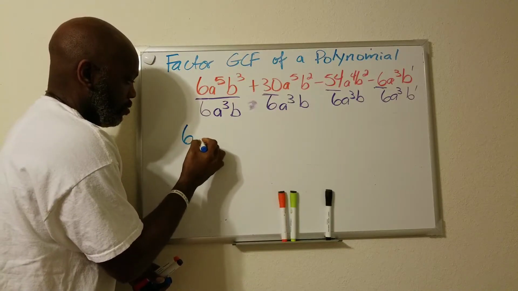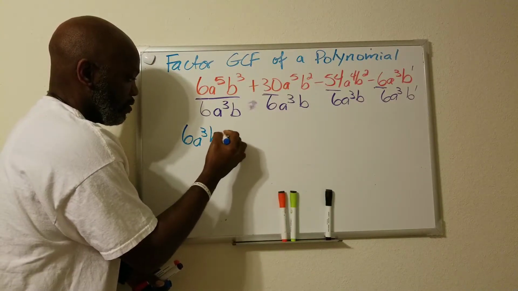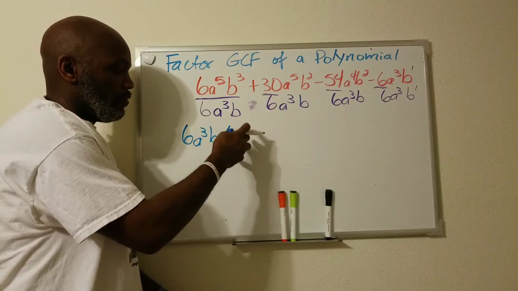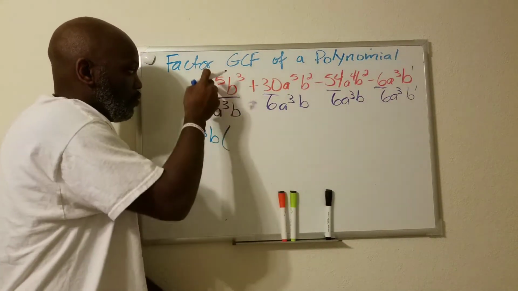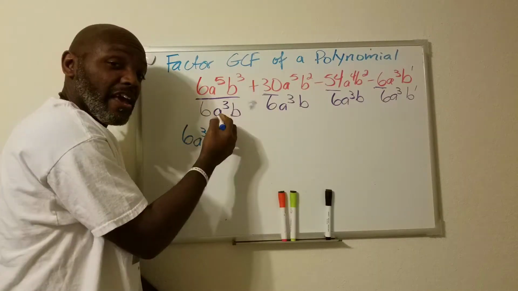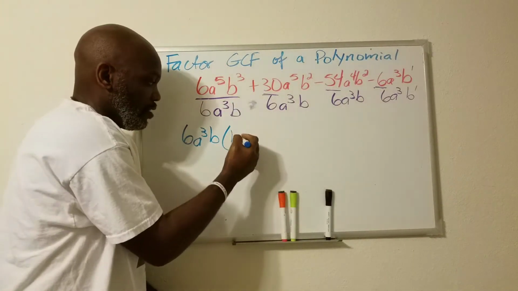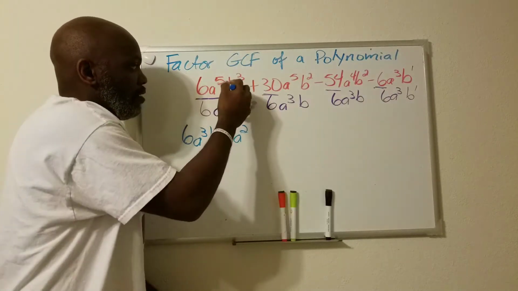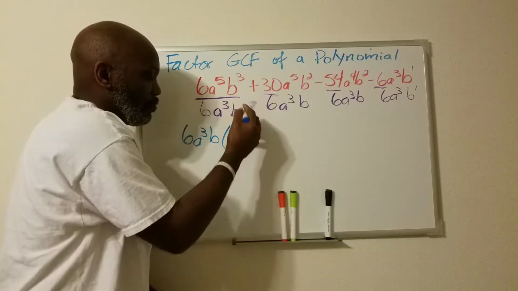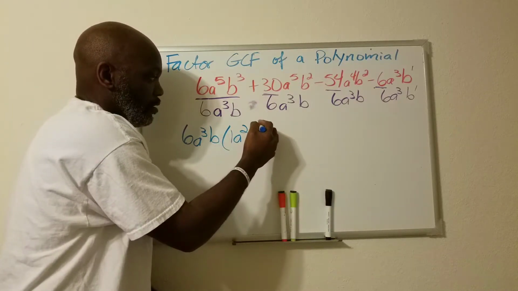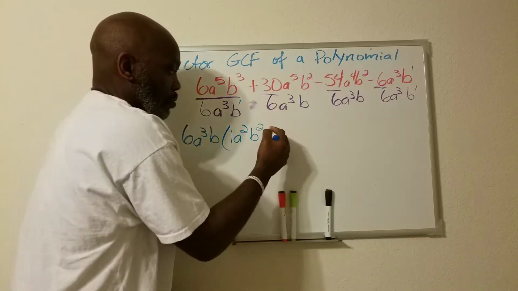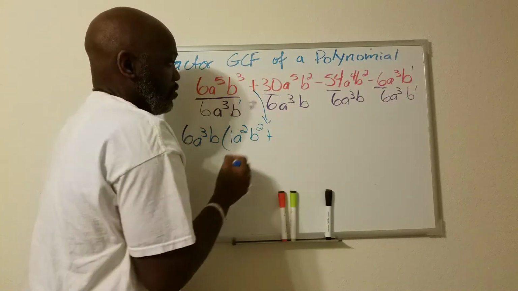So we put that on the outside, and then it's going to be the product of what is on the inside. So we're going to reduce: 6 divided by 6 is 1. A to the 5th divided by a to the 3rd is a to the 2nd. B to the 3rd divided by b, right? We're subtracting the exponents. That is b to the 2nd, because 3 minus 1 is 2. We bring down the plus sign.